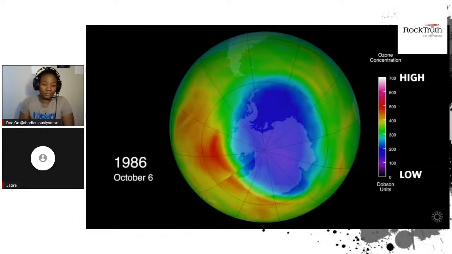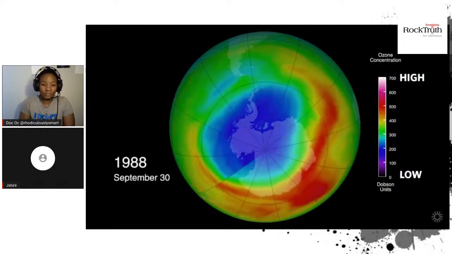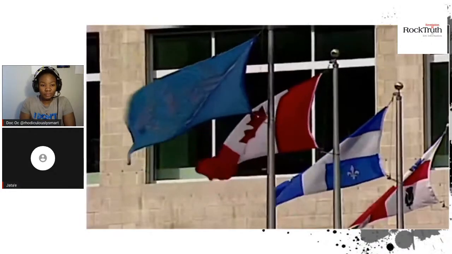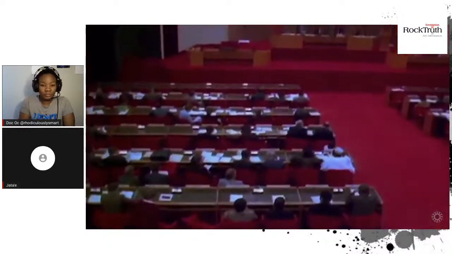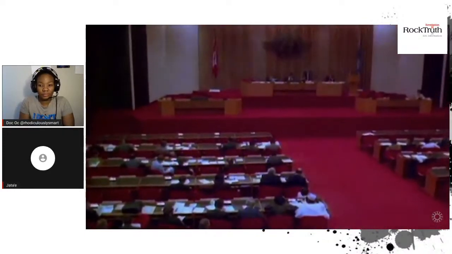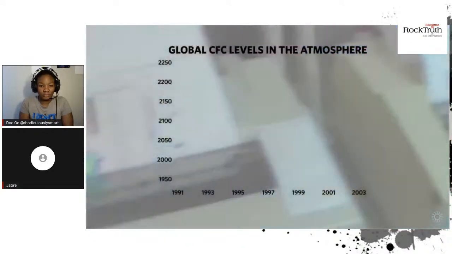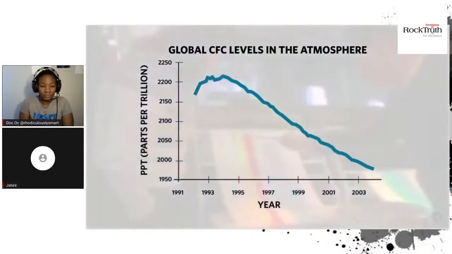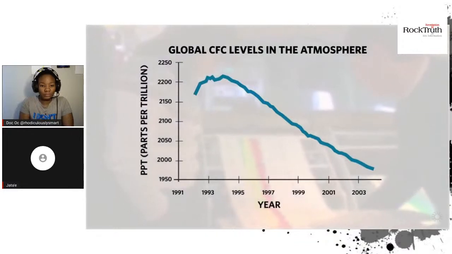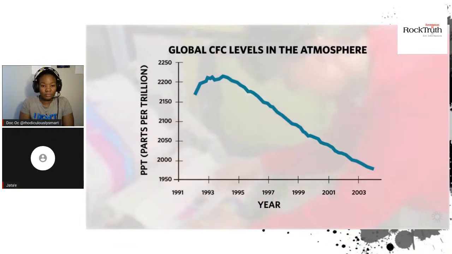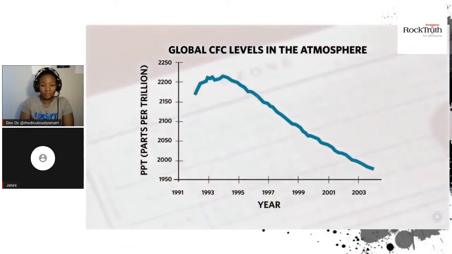But there is good news. After noticing the low levels of ozone, in 1987, an international treaty called the Montreal Protocol was put into place to ban CFCs. Eventually, all 197 countries in the United Nations joined the ban. And it's been successful. Since 1993, CFC levels in the atmosphere have decreased significantly. That's great news for the ozone layer and for us.